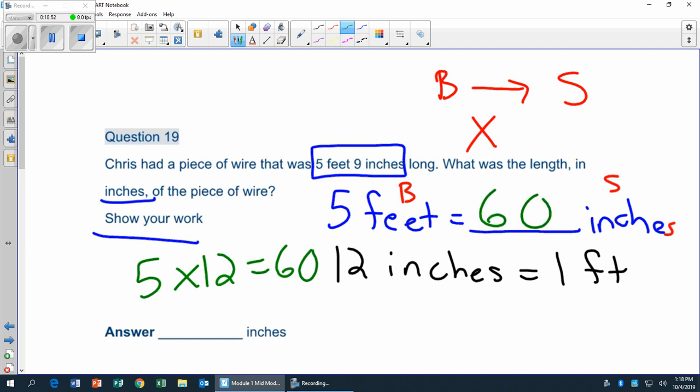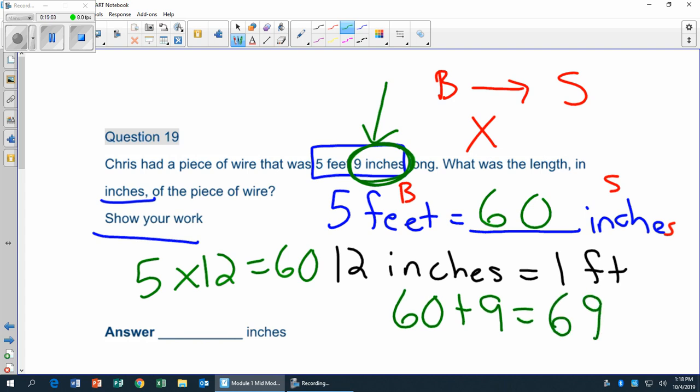But we're not done, and we have to be careful because right here there was 5 feet, but there's also 9 inches. So we have to finish doing our work by saying 60 plus the 9, and that's 69 inches. That's how big that piece of wire is.